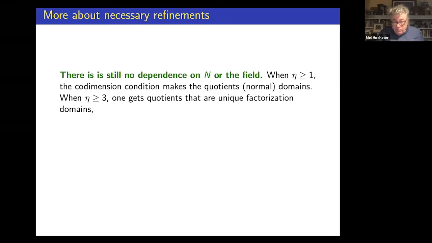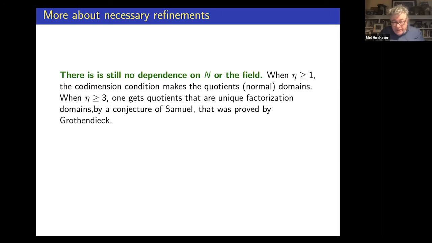So I'm going to say just a little bit more about how eta comes into the proof. This statement about UFDs uses a theorem of Grothendieck, originally conjectured by Samuel, about when a complete intersection is a UFD. And to make the proof work, we need to get these results for all eta, because as you go up in degree, to make things work in the next degree, you need a larger eta in the smaller degrees.